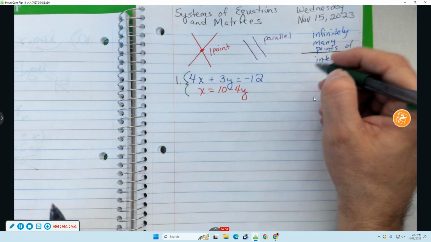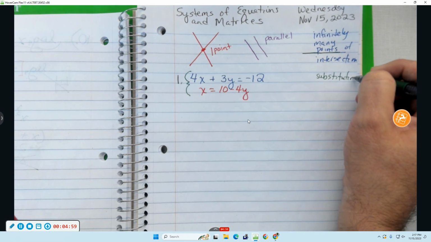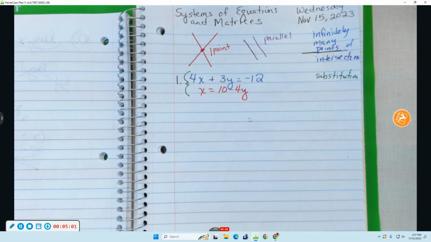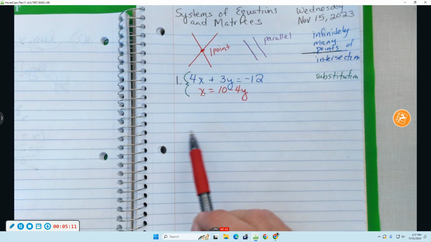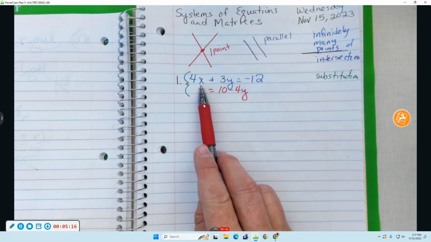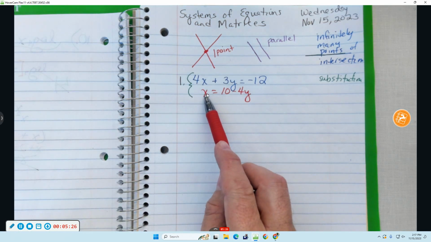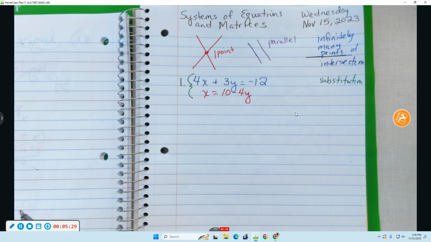So write out substitution. I'm demonstrating substitution. Realize substitution is not my preferred method. I prefer the other method, elimination, but with substitution, you need to have one of the equations solved for a variable. Like this one, the red one? It's already solved for x. Isolated. So if your system of equations is set up like that, where one of them is already solved for a variable, then substitution is a good method to use.